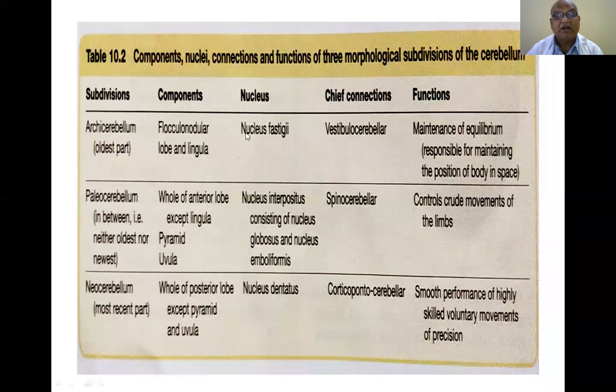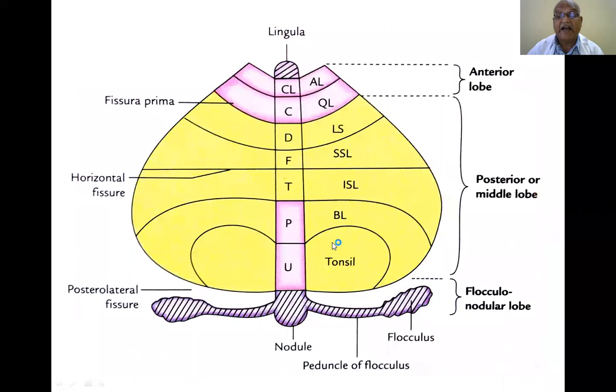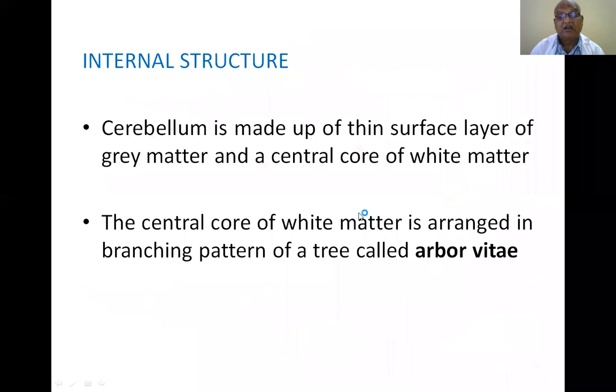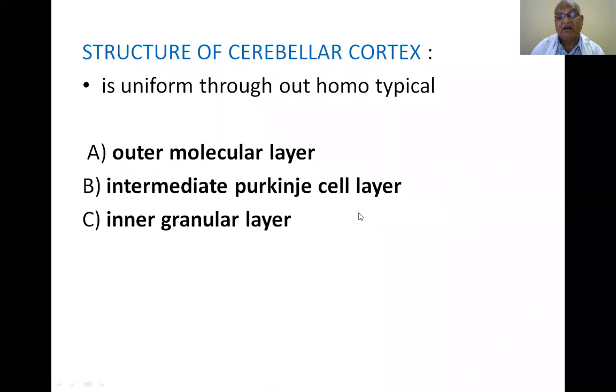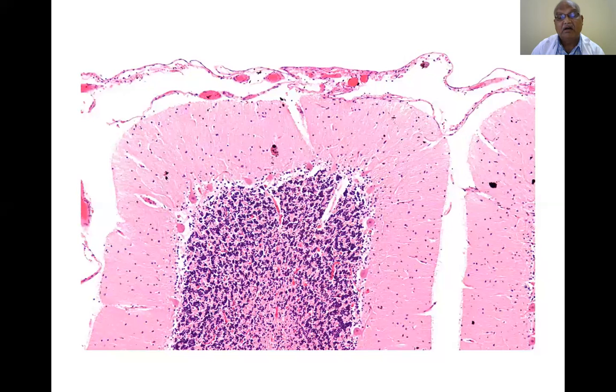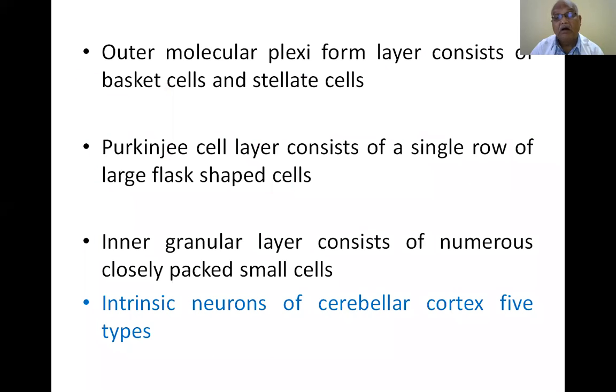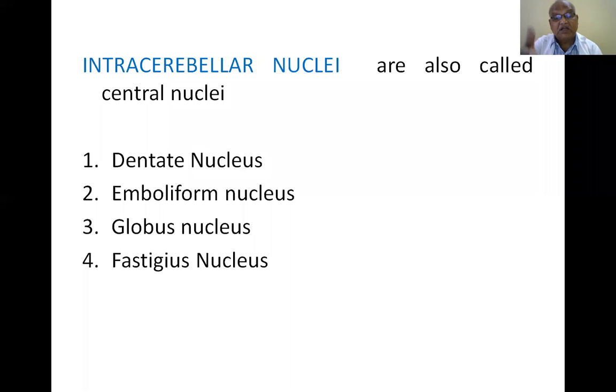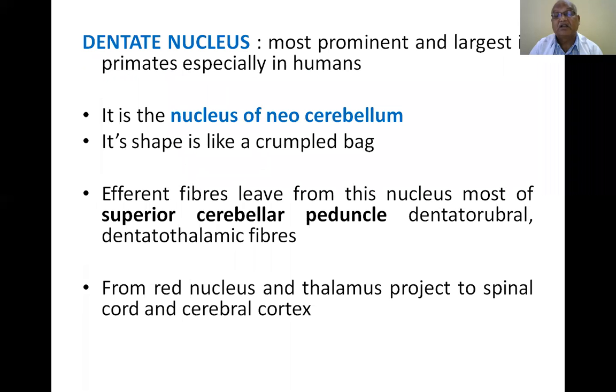In the archicerebellum part, the white matter has the nucleus fastigii. In the paleocerebellum part, the interposed nuclei are present. In the neocerebellum part, the nucleus dentatus is present. Now I am going to show you the diagram, where they are present. It will give a clear-cut idea. These are the nuclei present in the white matter of the cerebellum.